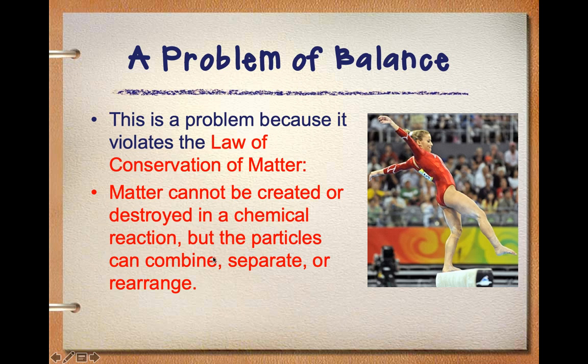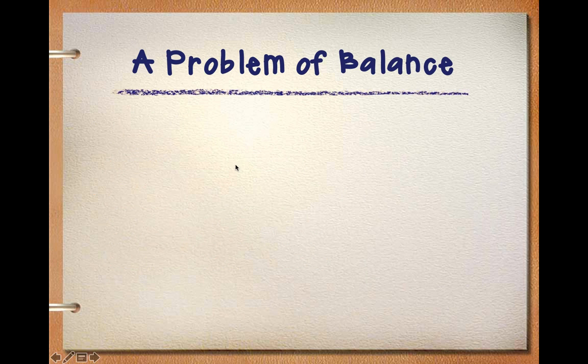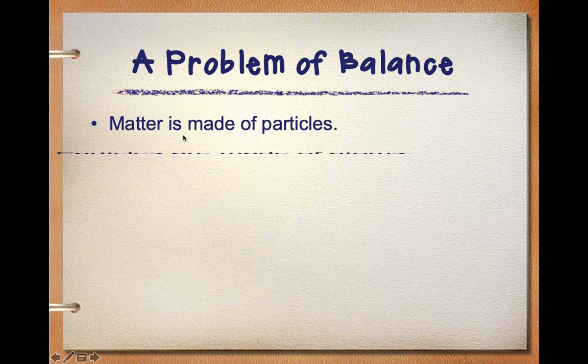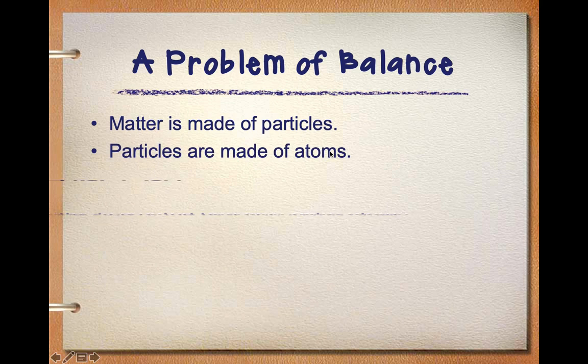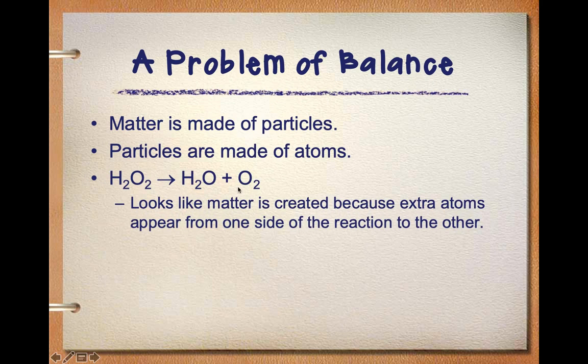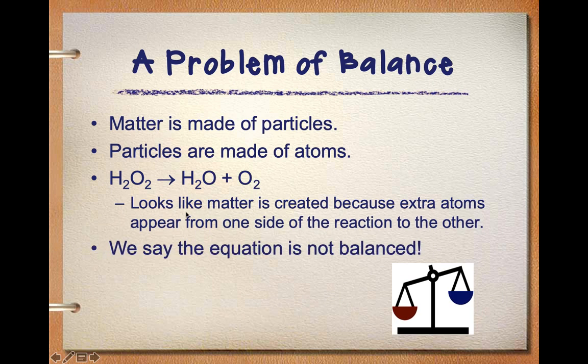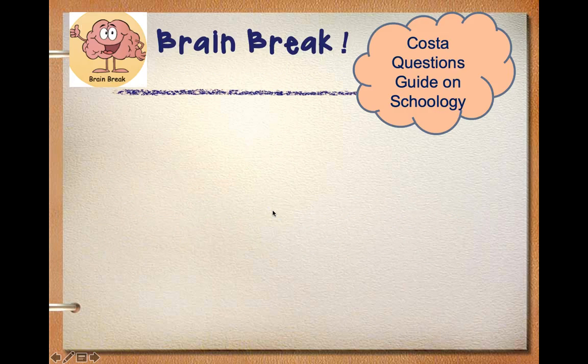So, this is the definition of the law of conservation of matter. When we think of matter being made of particles, we think of particles that are made of atoms, and we have a particle atom equation like this. It looks like matter was created, because I have 1, 2, 3, 4 atoms on this side, and then 1, 2, 3 plus 4, 5 atoms on this side. That isn't allowed. So we say that this equation is not balanced. We didn't worry about that last time because we were just building our skills. But now, as chemists, we can't ignore the fact that it looks like matter was created. Go ahead and take your first break, and then we're going to talk about how we fix this.